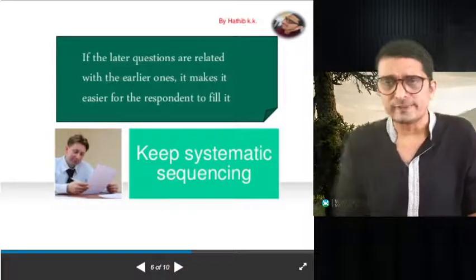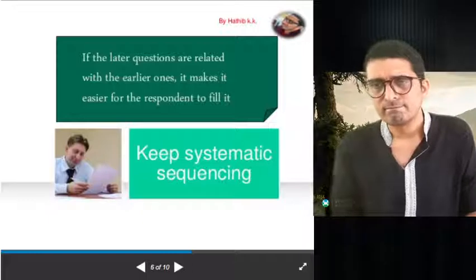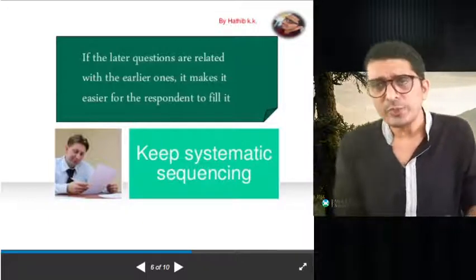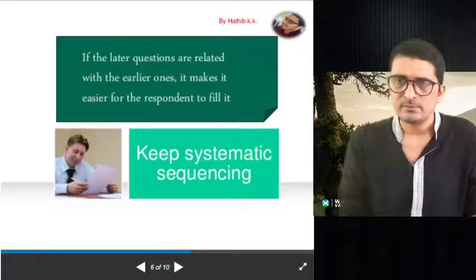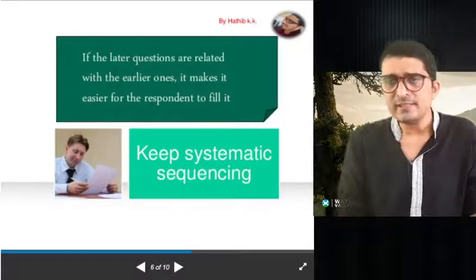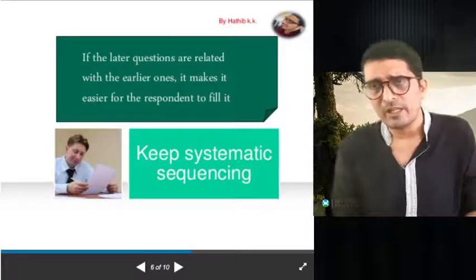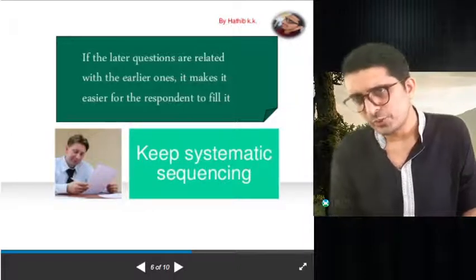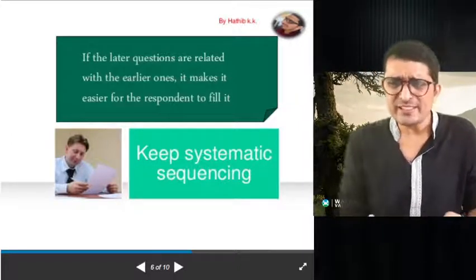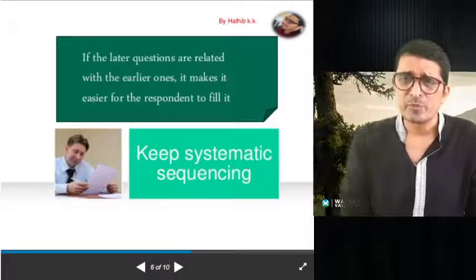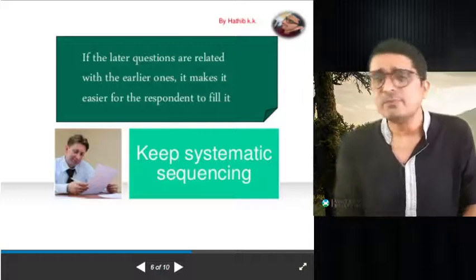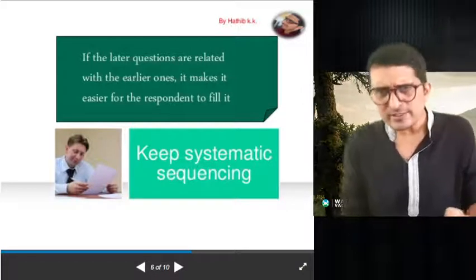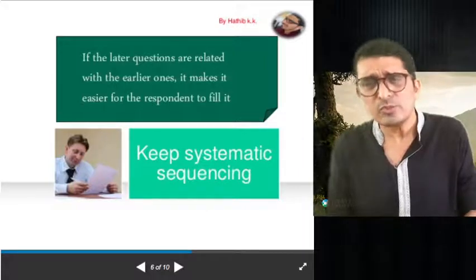If you ask a question, are you interested in mathematics? Then, if you ask a question after that, are you a student? It will create a sort of illogical feeling. First, you have to ask the question, are you a student? Are you interested in mathematics? should come later. So there should be a systematic, logical sequencing of questions.